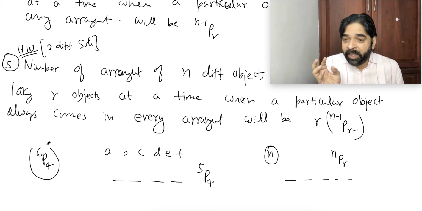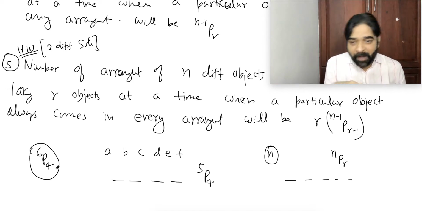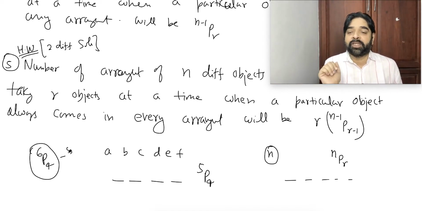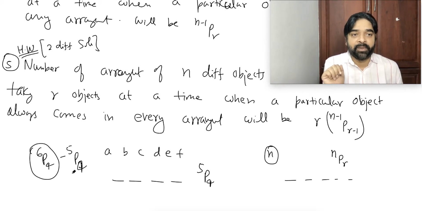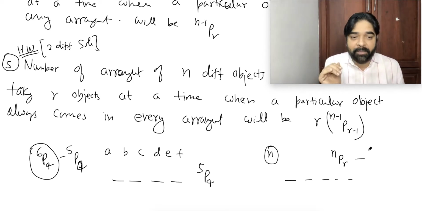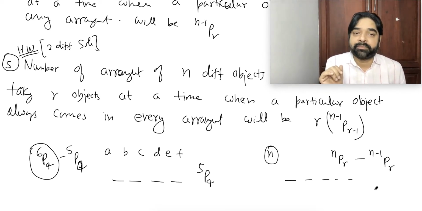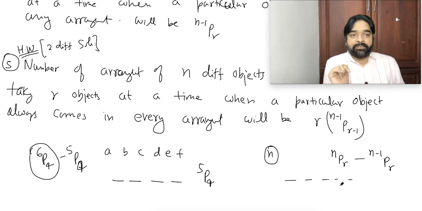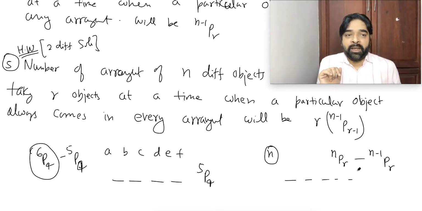In this there are two situations: A comes, A does not come. If I remove the case where A does not come, 100% sure, this value will represent the number of arrangements where A is present. Understood everybody? So from here, NPR is the free arrangement minus the case when that particular object never comes, that will be N minus 1 PR. Did you understand? Are these two different values? No, both are the same thing.